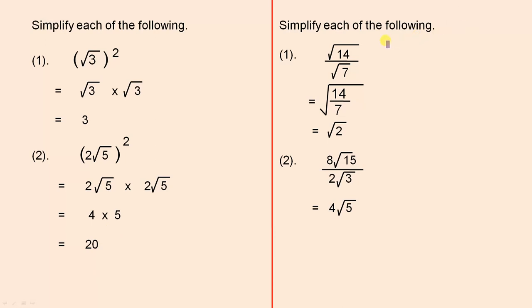With respect to division, the square root of 14 over the square root of 7 is the square root of 14 over 7, which is the square root of 2, because 7 into 14 goes 2. When you have numbers outside of the square root sign, you can divide those together. So 8 divided by 2 gives you 4, and 15 divided by 3 gives you 5, so that gives you 4 the square root of 5.